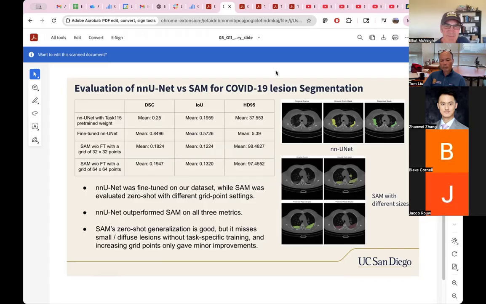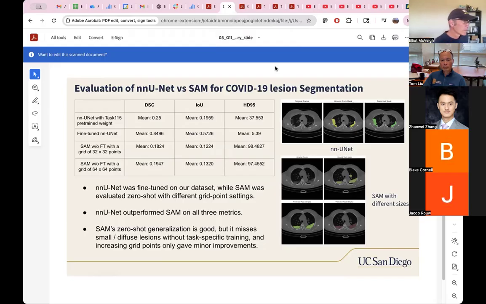We can see clearly from the table that the nnU-Net model, with fine-tuning, outperformed the SAM model in all three metrics, I think meaning that fine-tuning is still very crucial for accurate medical image segmentation. We also explored the use of a larger number of points as prompts in this experiment, but it only yielded very minimal improvement in the performance.